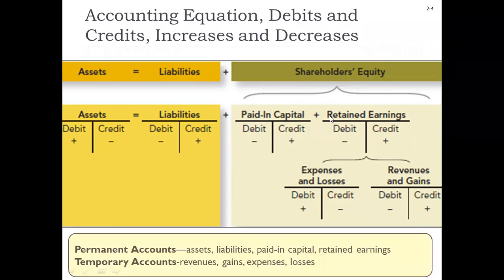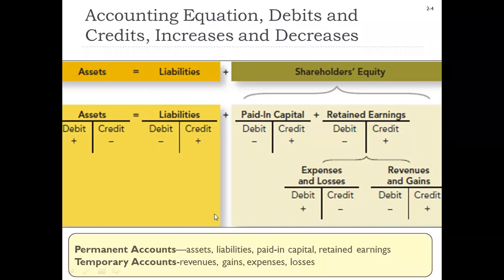And then for the shareholders' equity accounts, the paid in capital, decreases are debits, increases are credits, and likewise for retained earnings. But when we break out retained earnings into its components, expenses and losses reduce retained earnings, so the signs are reversed. So increases are debits, decreases are credits. Revenues and gains increase retained earnings, so they have the same sign as the retained earnings as a whole here. So decreases are debits, increases are credits.